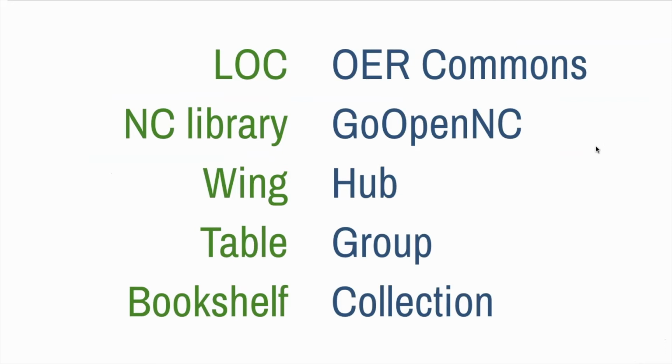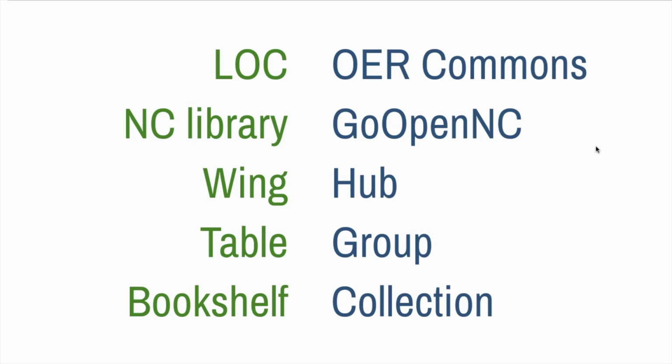All right, so we're getting ready to dive in. I just want to explain very briefly the organization of GoOpen NC. So if we think about our Library of Congress, our national library, our National Library of OER is called OER Commons, and it is, of course, founded by ISKME, which is the Institute for Study of Knowledge Management and Education. And we in North Carolina have contracted with ISKME to create our own state library, if you will, and we call that GoOpen NC.